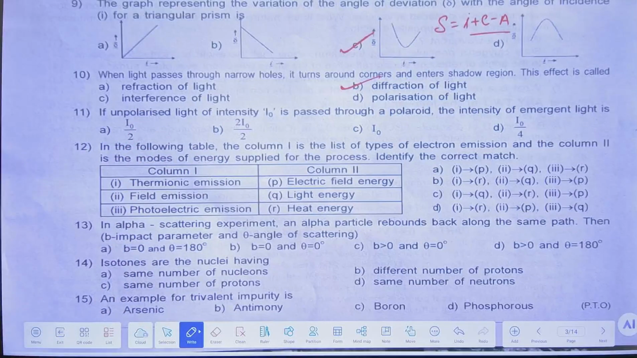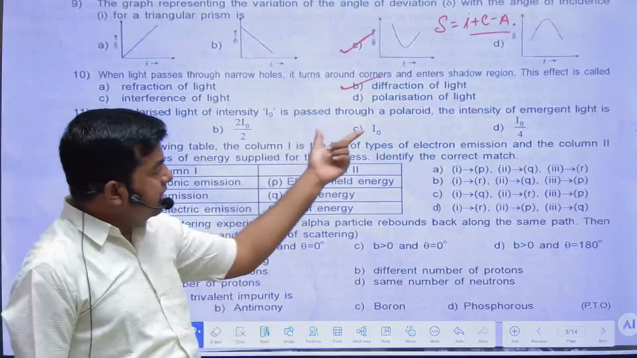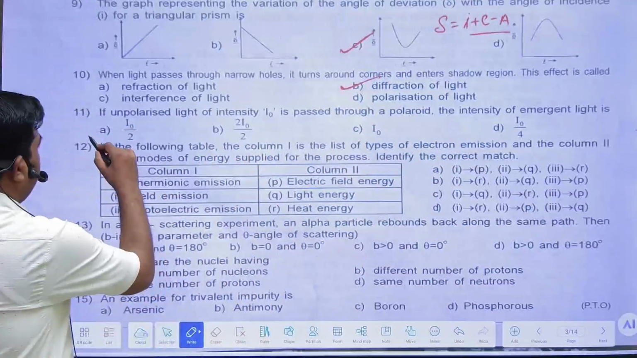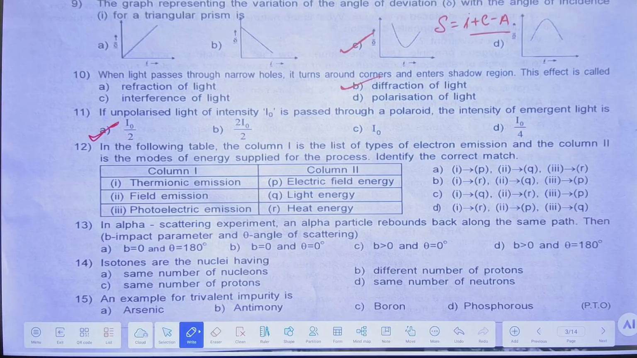Next one is, if unpolarized light of intensity I naught passes through a Polaroid, then the intensity of the light that emerges is... So option number A is correct, I naught by 2.